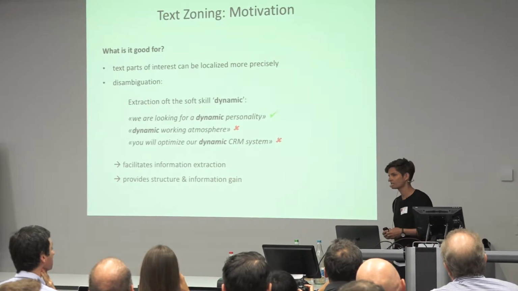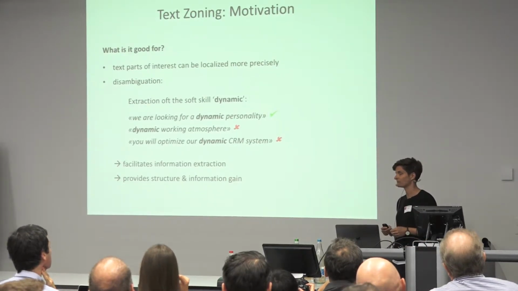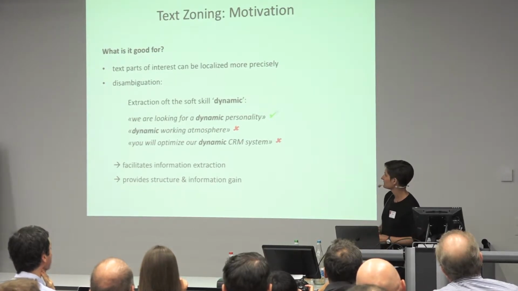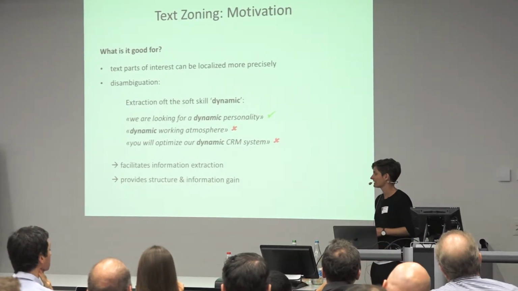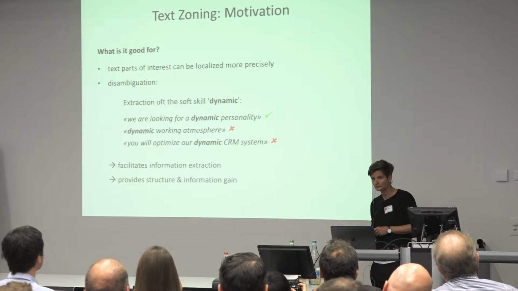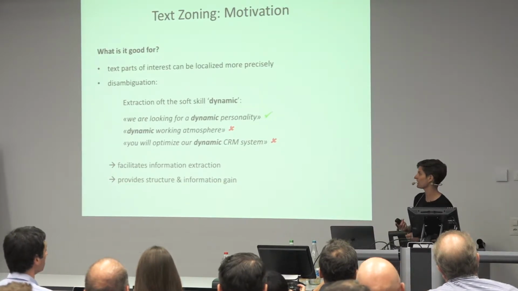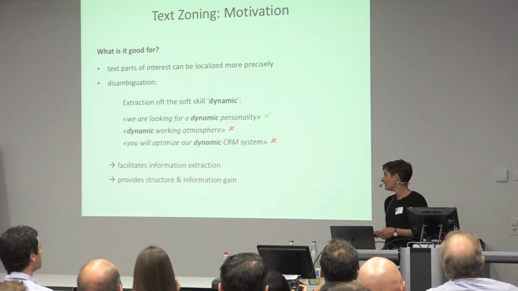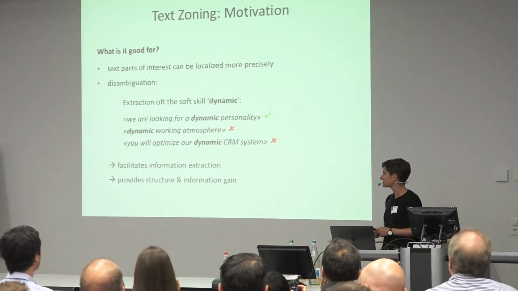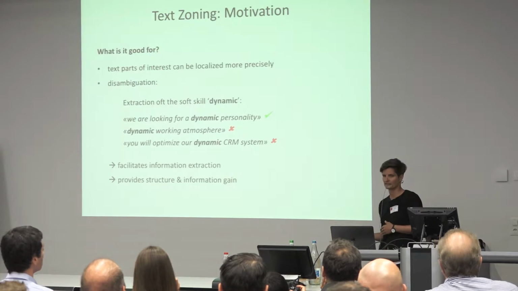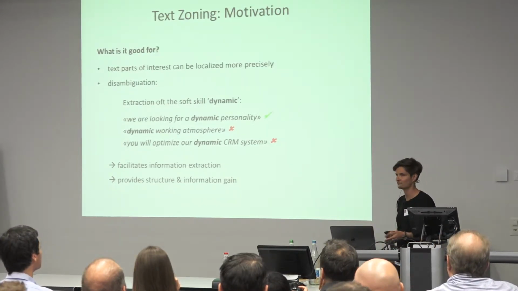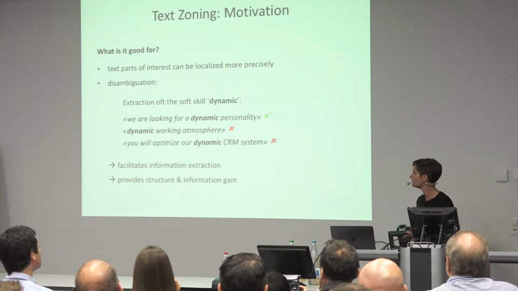So imagine, for instance, that we would like to extract the required soft skills for a position. For instance, the soft skill "dynamic". Then it's extremely helpful to know if the keyword "dynamic" actually refers to a dynamic personality, like in the first example, or if instead this refers to a dynamic working atmosphere or to a dynamic CRM system, which would just be the working tool.